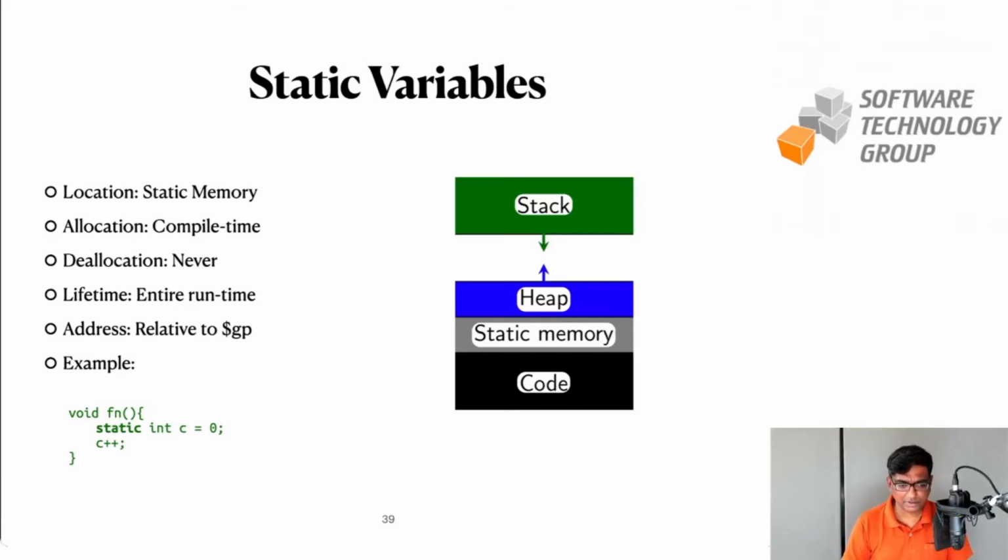Here's a small example from the C family of languages. It's a function, static int c equal to 0, and you do some increment with this variable c. Now, because you've said it's static, even though it occurs within the scope of a function, the variable c is assigned a location in the static memory.